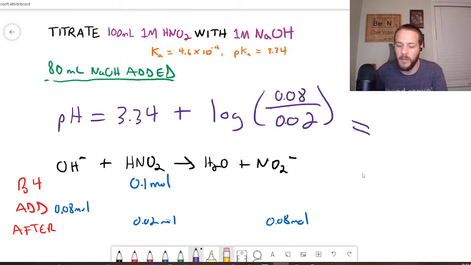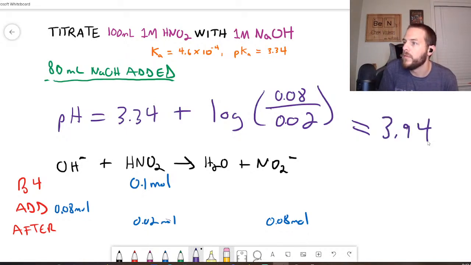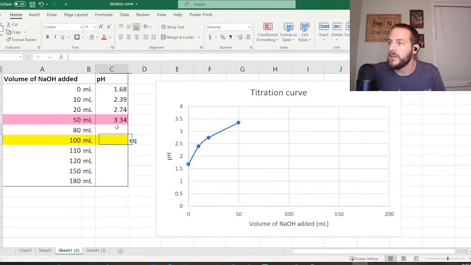Let's see. Okay, let me calculate it real quick. I have it written down, but yeah, it looks like we got the same thing. So I'm going to go ahead and write it: 3.94. So 3.34 plus the log of 0.08 over 0.02. That's 3.94. So once again, going to go over to my handy dandy Excel spreadsheets. Going to put that in.